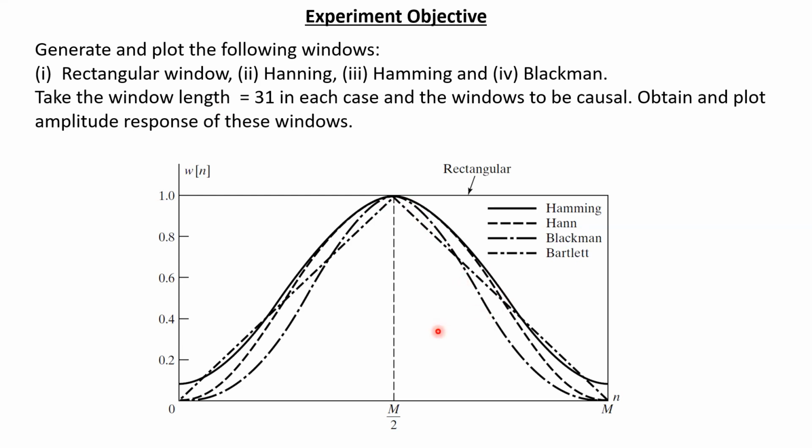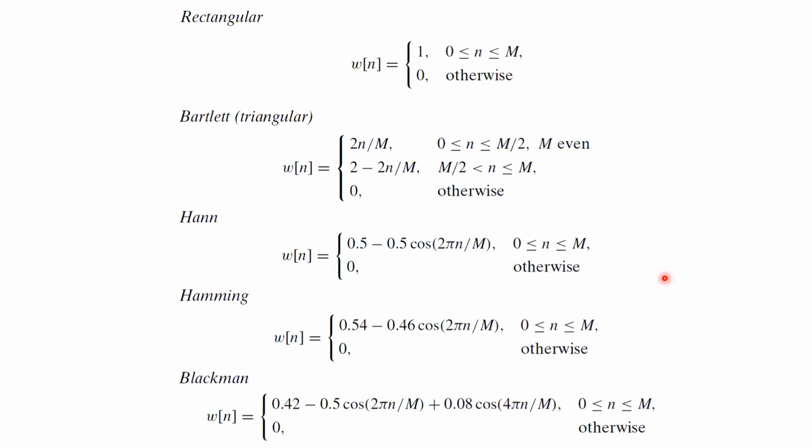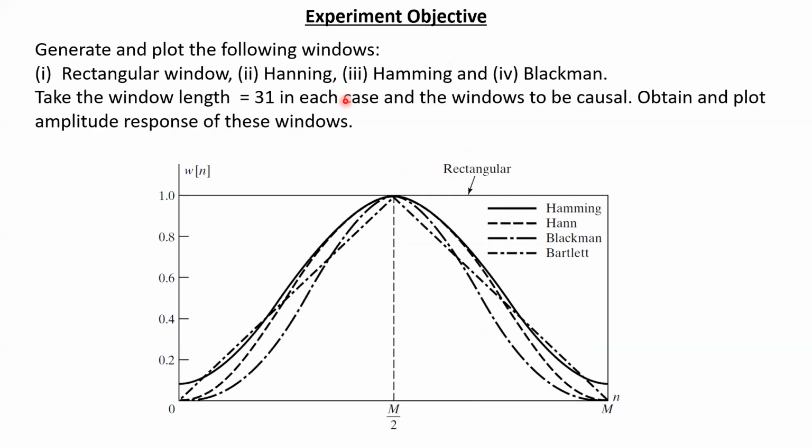These windows, in any DSP book, you will find their mathematical expressions. Here you can see the mathematical expression for the rectangular window. W(n) is defined equal to 1 when n is between 0 and capital M, because we are choosing a window length of M plus 1 here. For n equal to 0 to M, this value will be 1, and otherwise the value will be 0. You can also observe that from this picture itself.